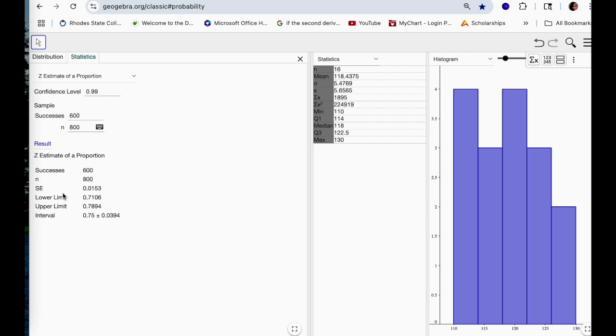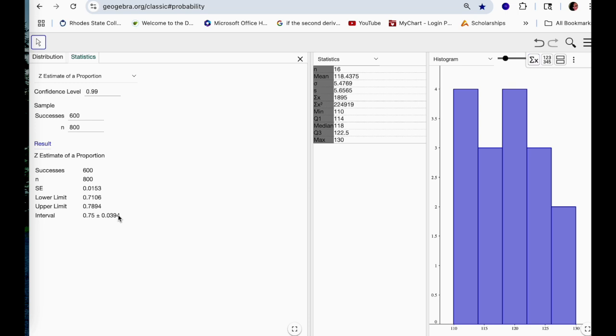And so now when we look down here, we get our lower limit, which is 0.7106, and our upper limit, which is 0.7894. And our error, what we're adding and subtracting to our point estimate, which is our probability of success from our sample, that's our p. We're going to add and subtract the error. We get 0.0394 for the error, and we'll check that by hand here in just a moment.